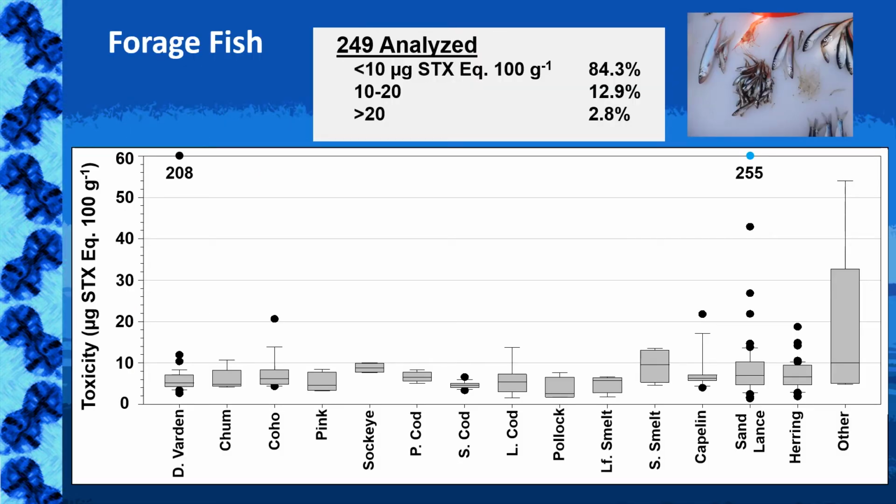Next, we're going to be looking at our forage fish data. This is from 2019, so we had 249 samples that were analyzed. This is the toxicity, so this is shown on a different scale from the previous slide. So toxicity is shown in micrograms of toxin per 100 grams of tissue. And the scale of this graph goes up to 60. At 80 micrograms per 100 grams is when the FDA would say to stop consuming.